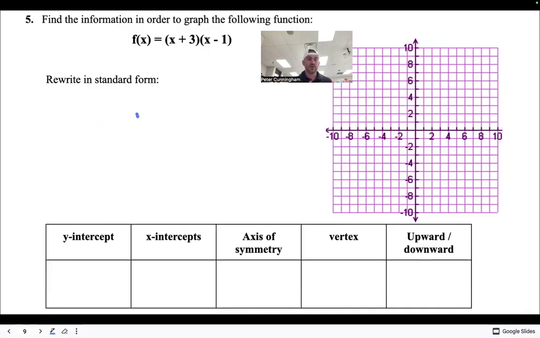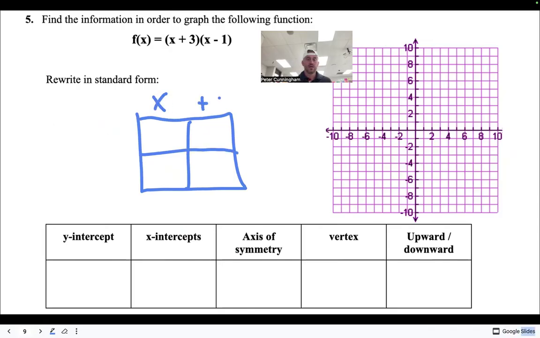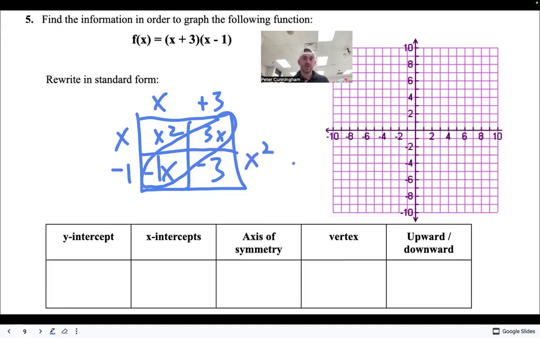All right, rewrite in standard form. Again, I'm a box method kind of guy. X squared, 3x, -x. Remember, you're multiplying on the outside. Maybe it'll help if we write -1x. Multiplying on the outside, but then when we combine these like terms, 3 minus 1 gives me +2x. You're adding on the outside. All right, so my y-intercept, I can tell, is 0, -3.